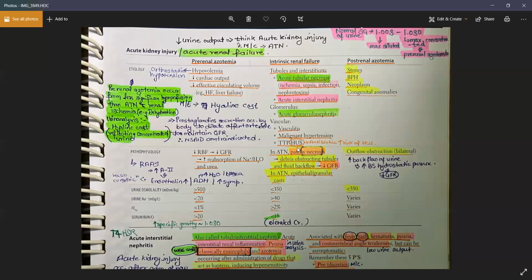Thrombotic thrombocytopenic purpura, and HUS? Hemolytic uremic syndrome. What causes hemolytic uremic syndrome? Shigella and E. coli O157:H7. Yeah, EHEC. And the TTP is caused by? Autoimmune. Yeah.